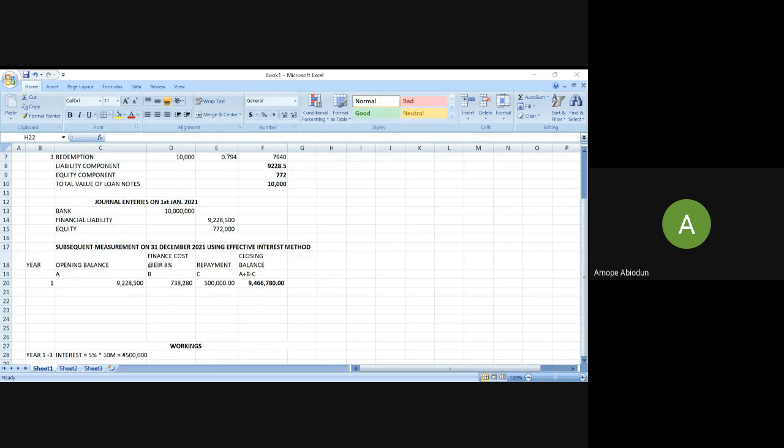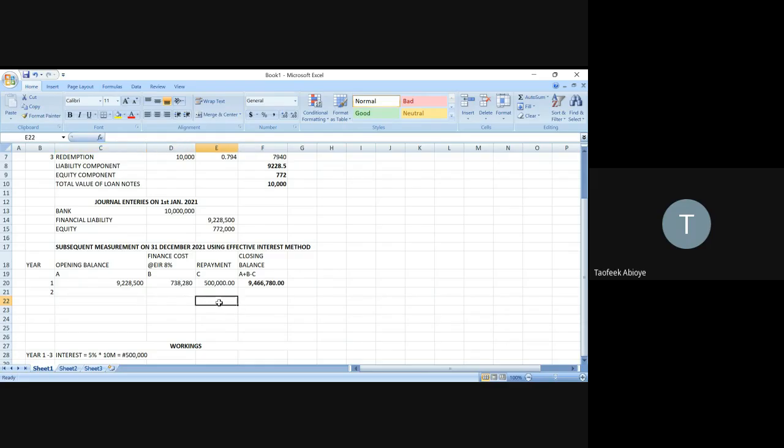So if I'm doing year 2 now, the closing balance will be the opening balance, then I'll do the effective interest rate on it. The 500 is constant, very constant. That's fine. Yes, in year 3 too, this closing balance here will be my opening balance. Then I'll do my effective interest rate.